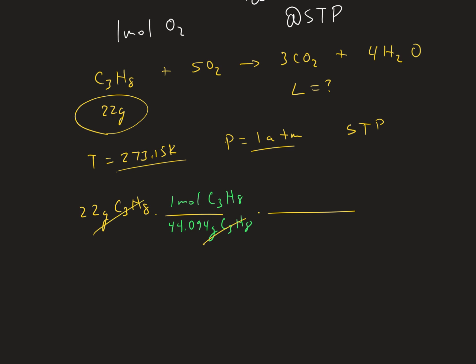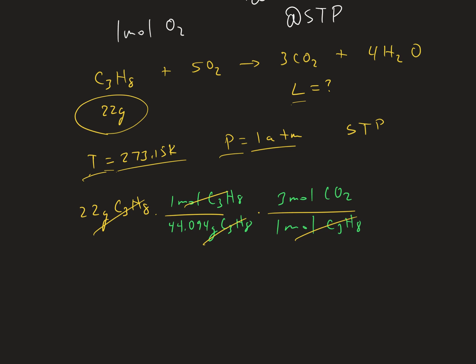So grams goes away. Should we just find out how many moles this is, or should we just go straight to moles of CO2 since that's what we want to find out anyway, right? So what's the mole-to-mole ratio? 3 moles of CO2 to 1 mole of C3H8. That goes away. And we can stop here if we want. Find the number of moles, use this temperature and pressure to find the volume. We could stop here and use PV equals nRT.